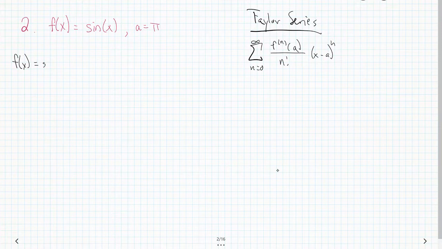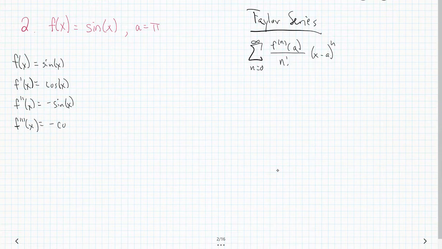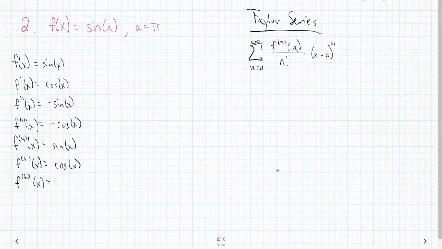So f of x equals sine of x, f prime of x equals cosine x, f double prime of x equals negative sine of x, f triple prime of x equals negative cosine x. And then when we have the fourth derivative, we've cycled back around. I'll actually write down a few more. But notice this is going to have a repeating sort of nature.